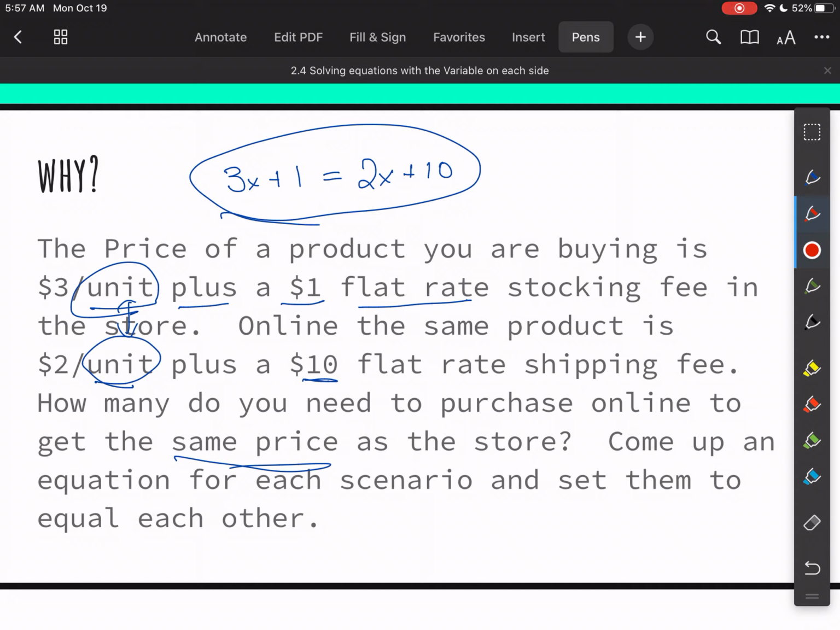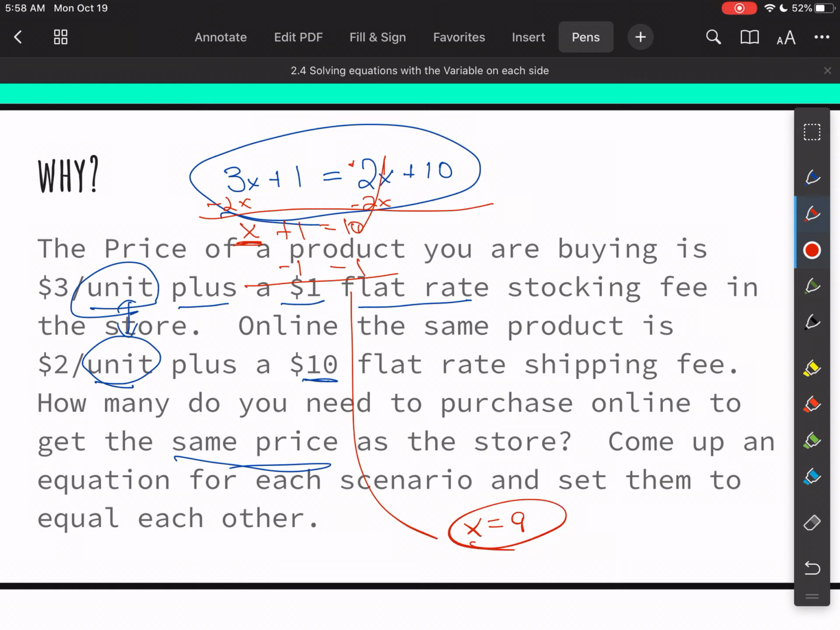I want to get all my variable terms to one side. So I'm going to subtract 2x from both sides, because right now that's being added, even though there's not a plus sign in front of it. So if I subtract 2x from both sides, this goes away. I'm left with x plus 1 equals 10. Then I want to get this x by itself, so I need to subtract 1 from both sides. And what I'm left with is x is equal to 9.